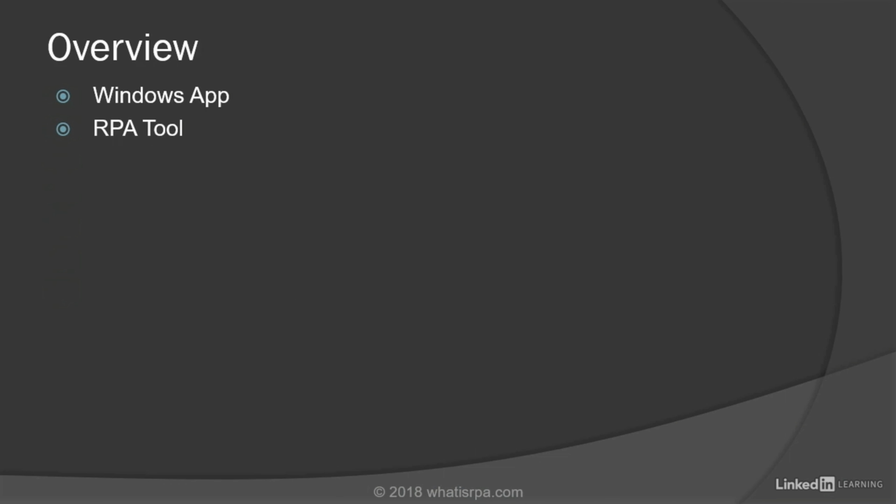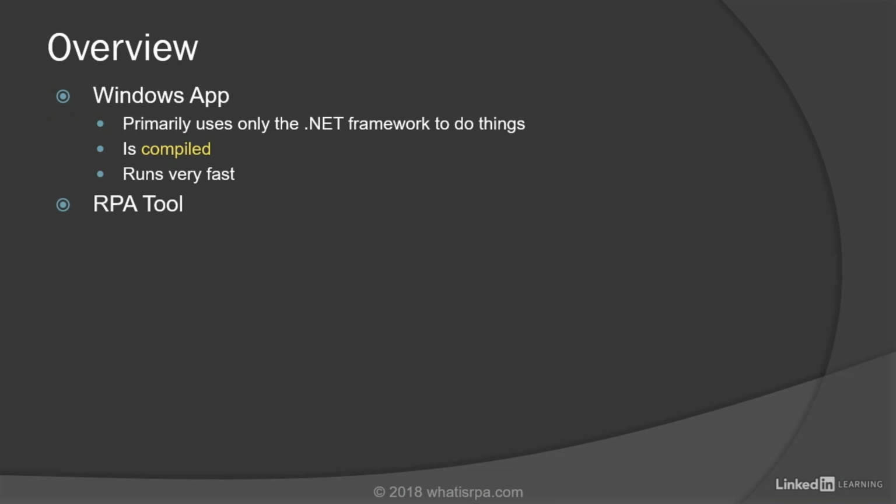At a very, very high level, I'm hoping this section will help you understand the difference between programming a Windows app and the results you might get from that versus using an RPA tool and the results you might get from that. Generally speaking, when we create a Windows app, we're primarily using only what we call the .NET Framework to do things. And that's basically a layer of stuff that somebody else already programmed that allows you to use as building blocks to get things done.